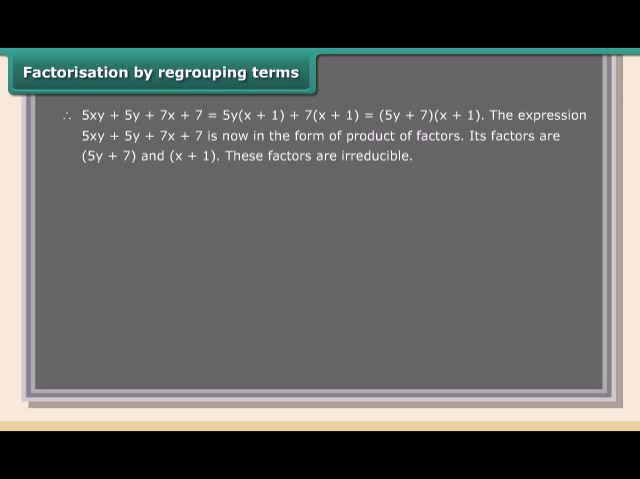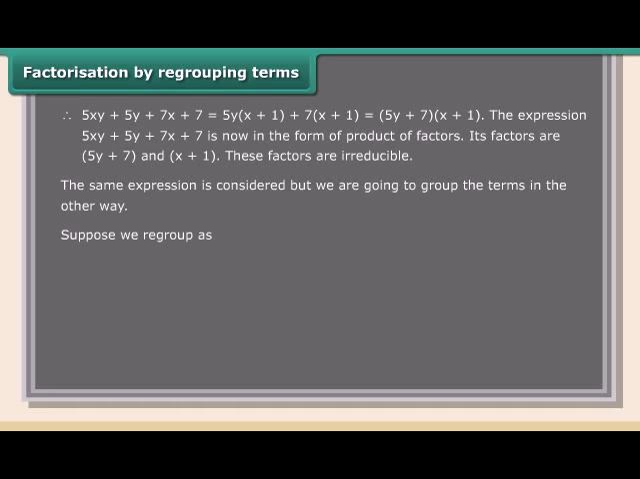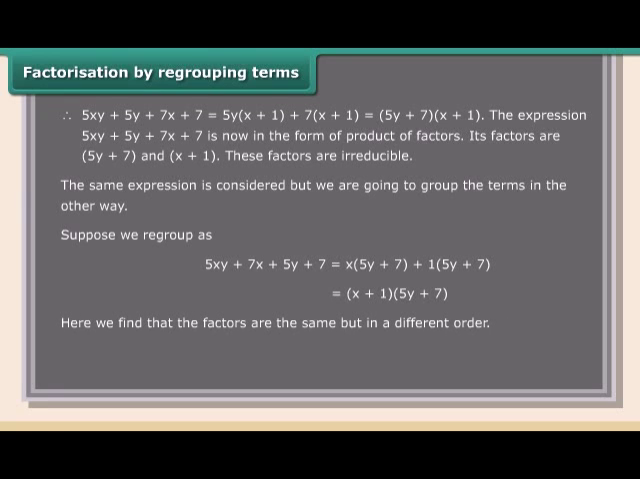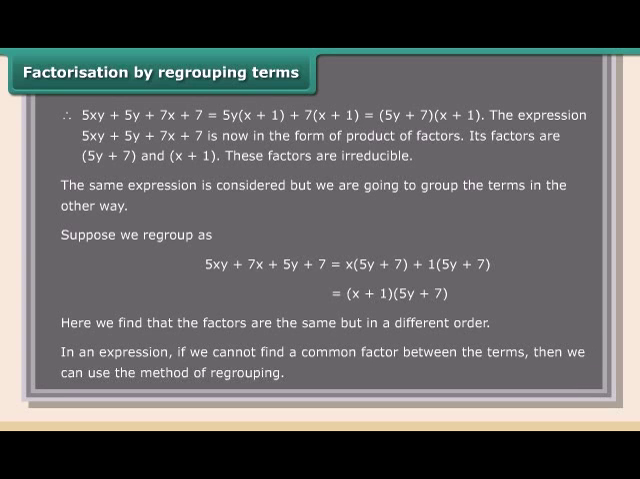These factors are irreducible. The same expression is considered, but we are going to group the terms in the other way. Suppose we regroup as 5xy plus 7x plus 5y plus 7, which is equal to x into 5y plus 7 plus 1 into 5y plus 7, which is equal to x plus 1 into 5y plus 7. Here we find that the factors are the same but in different order. In an expression, if we cannot find a common factor between the terms, then we can use the method of regrouping.